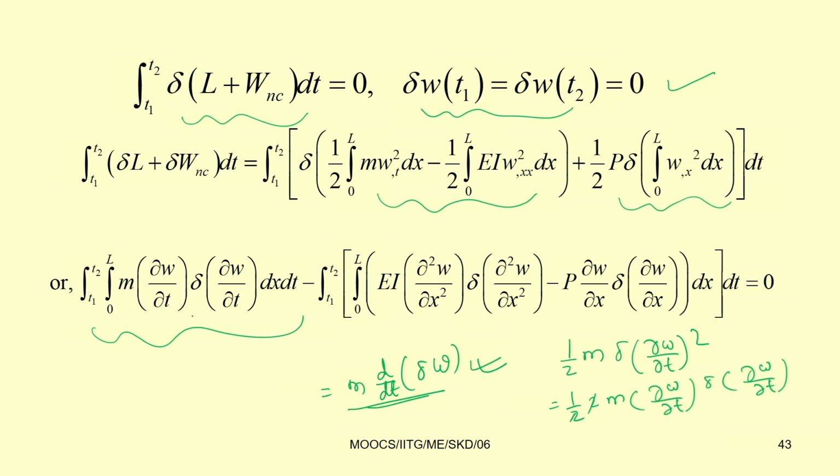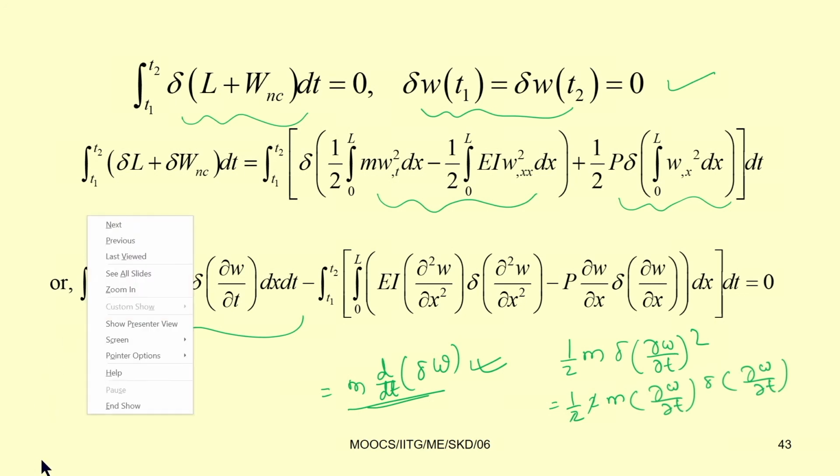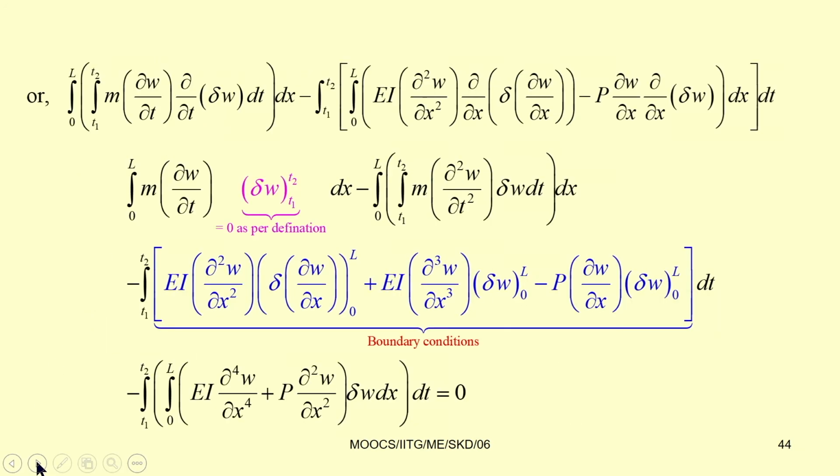So, you just see now this part you have to integrate by parts. If you integrate by parts, then this equation of motion can be obtained easily. So, this is the equation of motion. Now, you just see this part. When you are integrating it by parts, this becomes m del w by del t into del w, between T 1 to T 2. You know del w at T 1 equal to del w at T 2 equal to 0, so this part actually will be 0 as per the definition, and this part is the boundary conditions.